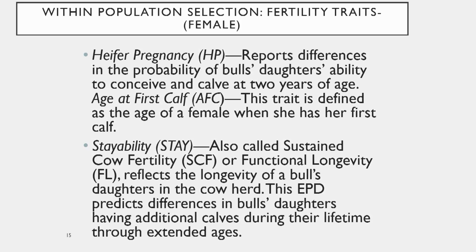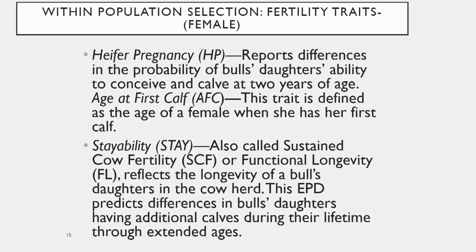Now in Indicus breeds, perhaps a bit of a different story. And the reality is we have direct measures of female fertility now. Some breeds have heifer pregnancy EPD, some have age at first calving EPD, and now all breeds have some measure of reproductive longevity, be it stayability, sustained cow fertility, or Angus's functional longevity. The reality is all of those are the same thing. They're just reported sometimes on a slightly different scale.